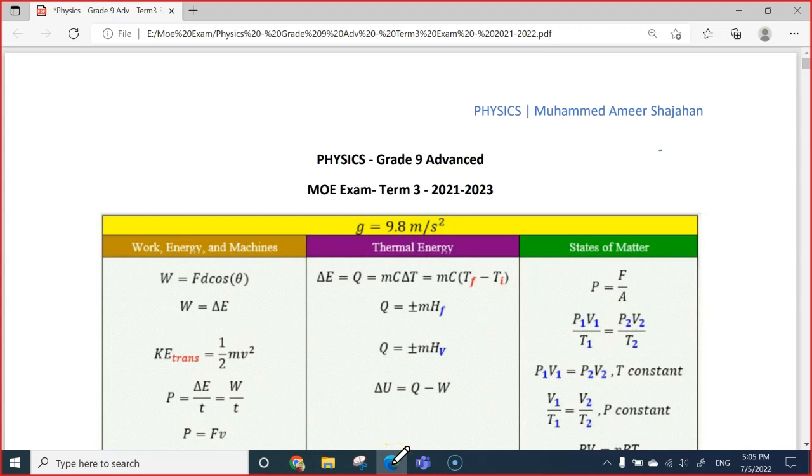Physics Grade 9 Advanced MOE Exam Term 3, 2021-2023.